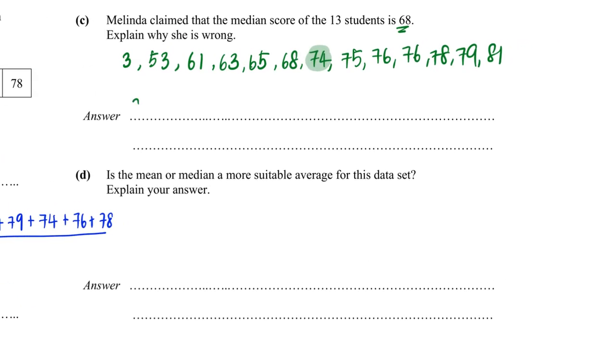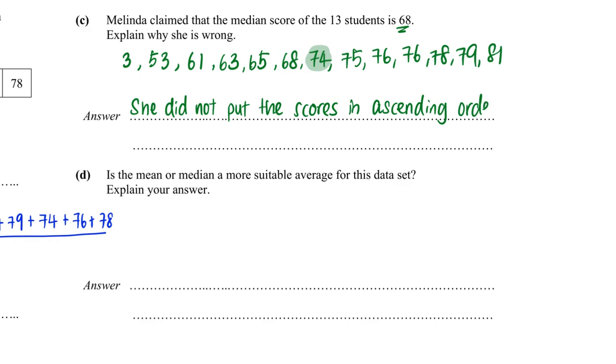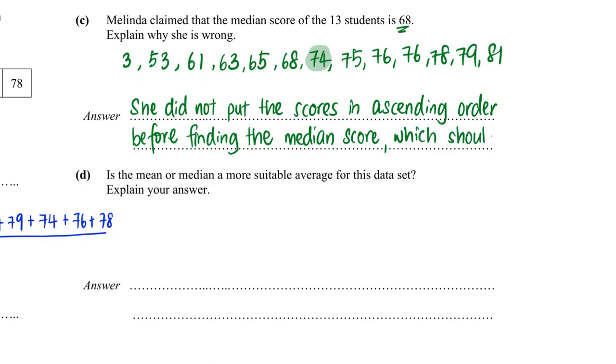So, two parts to explain this particular question. You do need to say that she did not arrange the scores in ascending order before finding the median score, which should be 74.